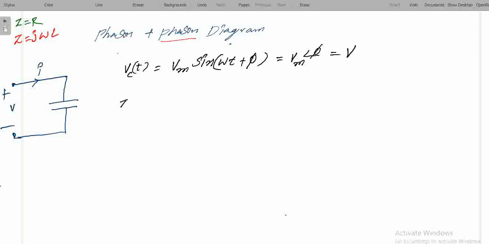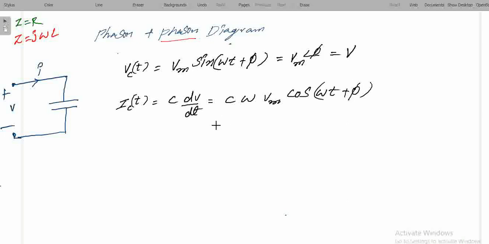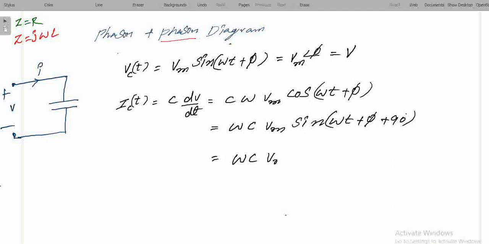Then current through the capacitor, that is Ic of t is equal to C into dV by dt, which gives you C into omega Vm cos omega t plus phi, differentiating this V with respect to t. So from this you can write omega C Vm sin omega t plus phi plus 90 degrees.